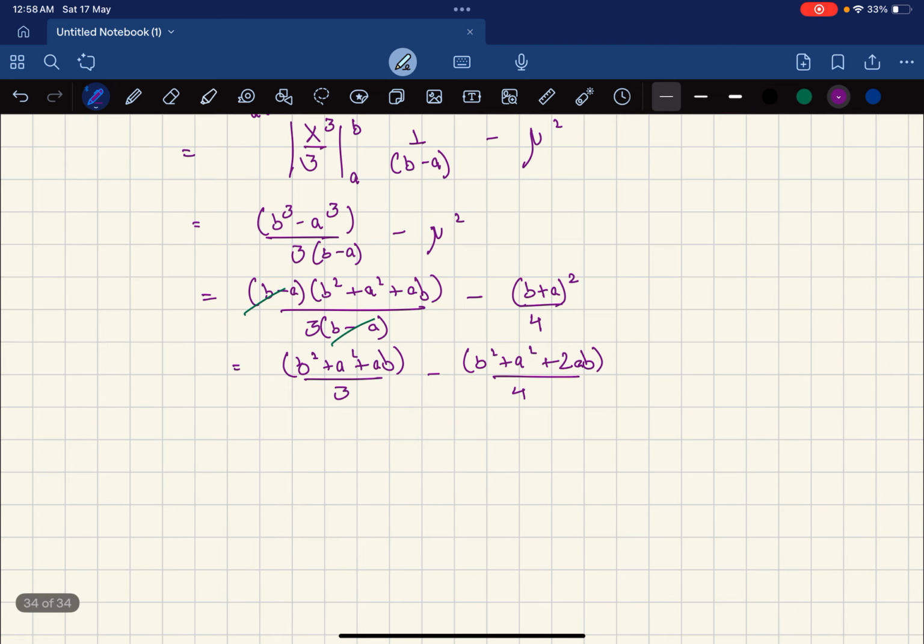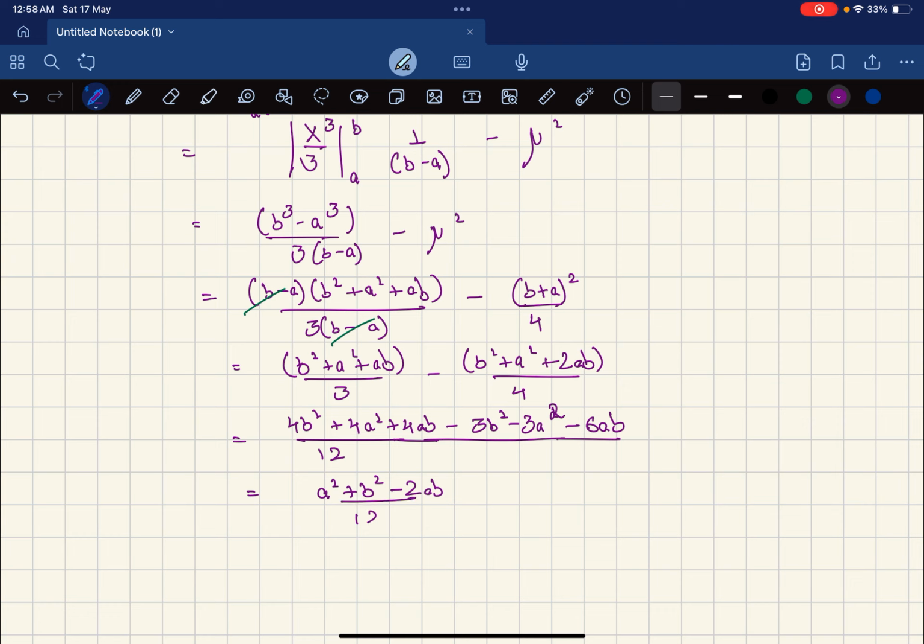Now taking 12 as the common denominator, we have 4b square plus 4a square plus 4ab minus 3b square minus 3a square minus 6ab. This becomes (a square plus b square minus 2ab) upon 12. This can be written as (b minus a) whole square upon 12.